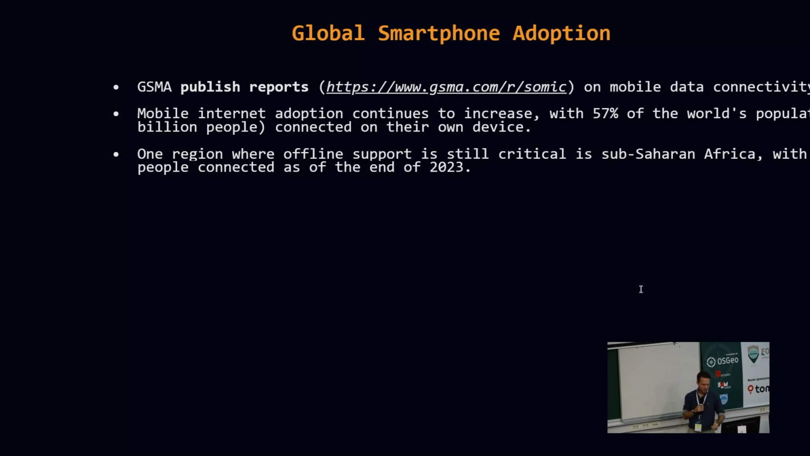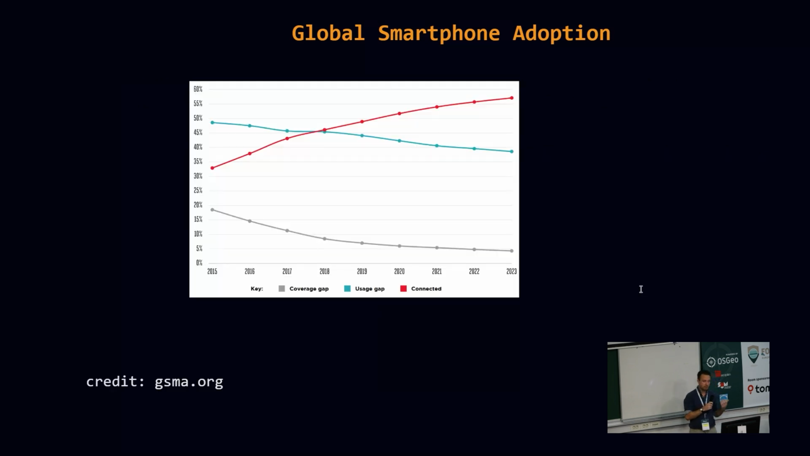One region that still has pretty poor connection, I think they say 27% of people are not connected in sub-Saharan Africa. So there's many regions of the world that have pretty poor connectivity still. But hopefully you can see from this graph, it might be a bit small, but the red line here shows from 2015, from just over 30% of the global population being connected, up to 2023, just under 60% of the world is connected.